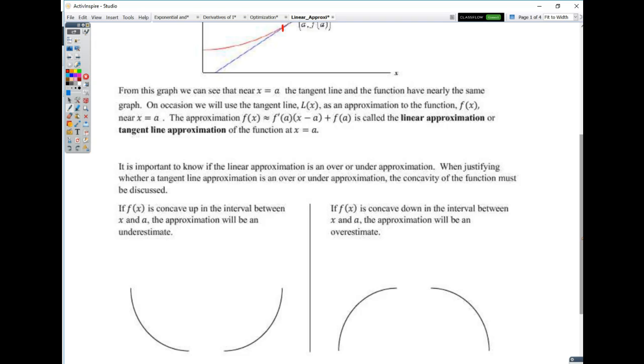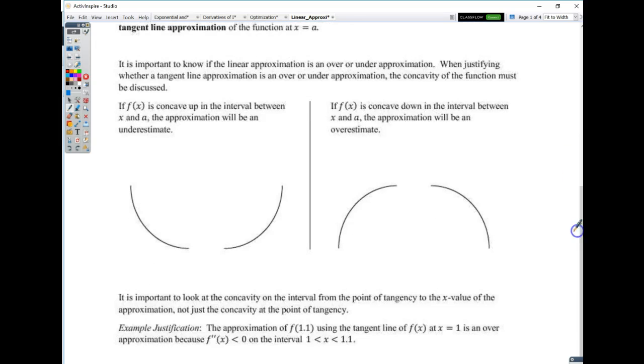The other thing that I do need to know, because it's really important, is whether my linear approximation is an over or an underestimate. And that has to do with how the curve works. If I have a function that is curved like this, what can you tell me about both of these curves?